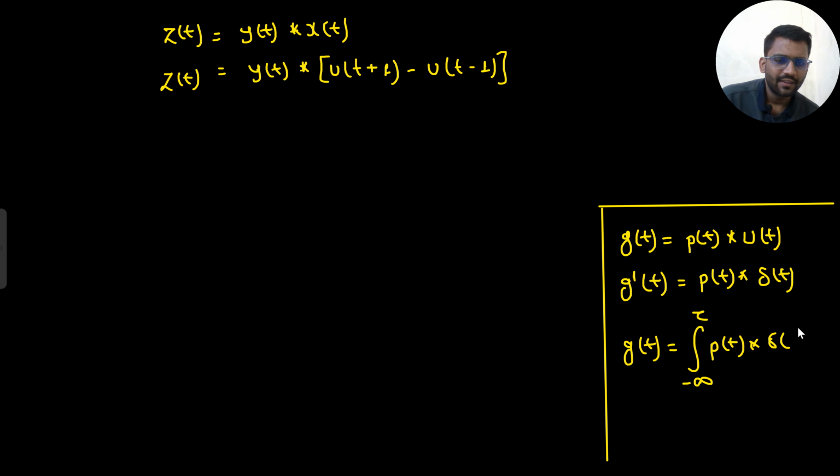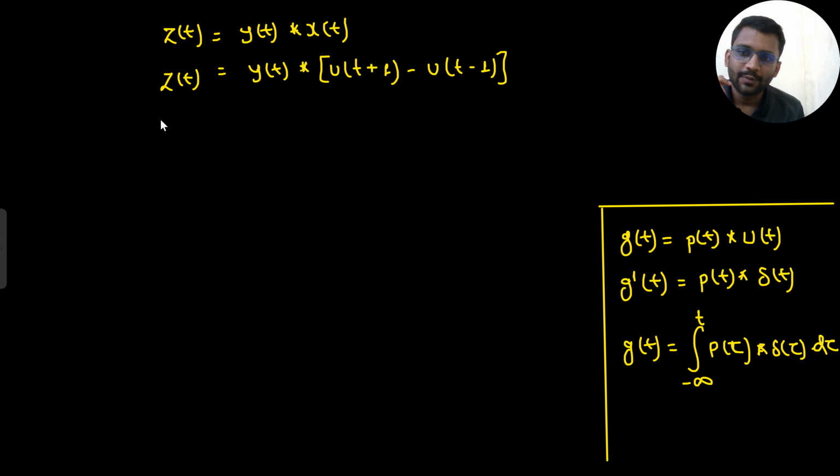Make a running integration g of t, just a second. In output you need t, so the limit has to be of t only. This has to be changed. In output you need t, so this would be p tau, sorry, tau, into whatever we get here, into d tau. That's what you do, right?